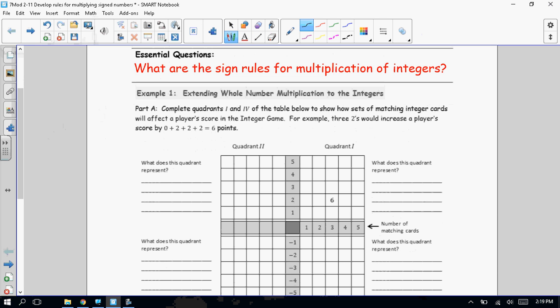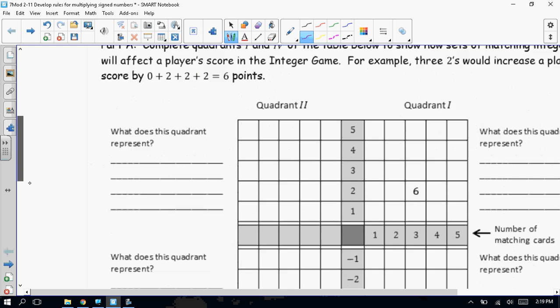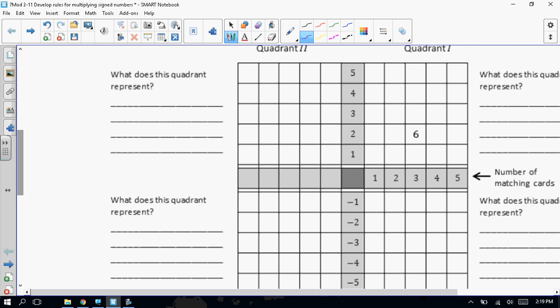Quadrant 1 should look very familiar to you from something you saw in elementary school, maybe 3rd or 4th grade. See where it has the 1 by 1? 1 times 1. I have 1 card valued at 1, so my score only increases 1. I'm going to go across that row. 1 by 2: I have 1 card worth 2 points, so I get 2 points. I only have 1 multiple of 3, so it is 3. A 1 by 4 is 4, and 1 times 5 is 5. Remember doing those when you were in elementary school?